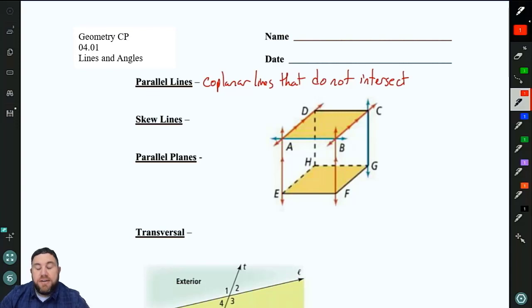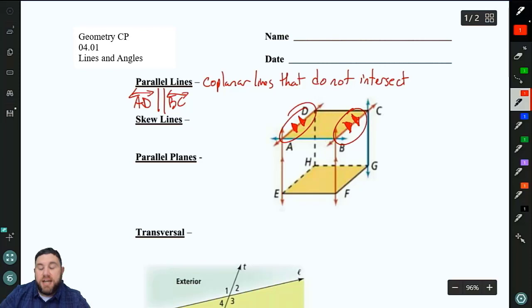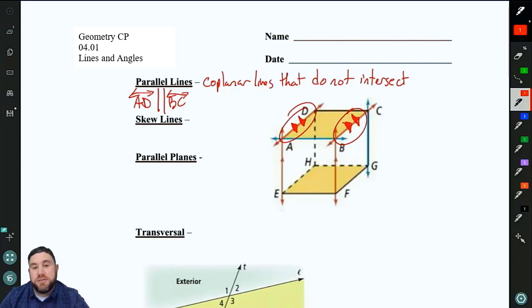But let's look at our diagram and find some parallel lines. You can see that right here we have line AD and line CB or BC, and those two are parallel. We know they're parallel. It's hard to tell on your paper, but these arrows tell us that they are parallel. When you have arrows in the middle of a line, just like with congruent marks on segments, these tell us that the two lines are parallel.